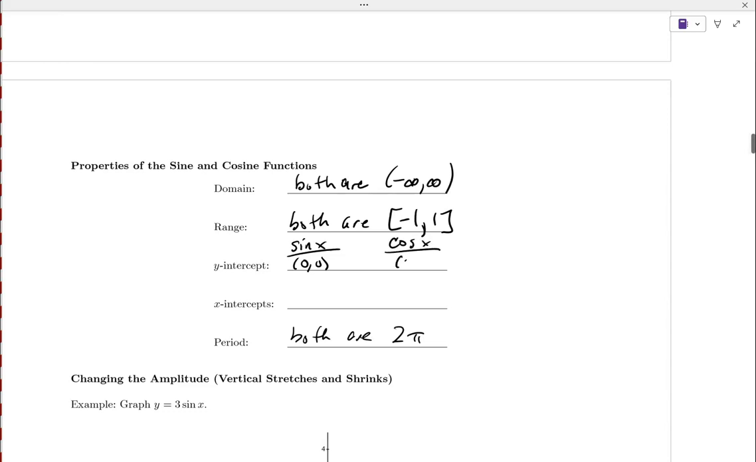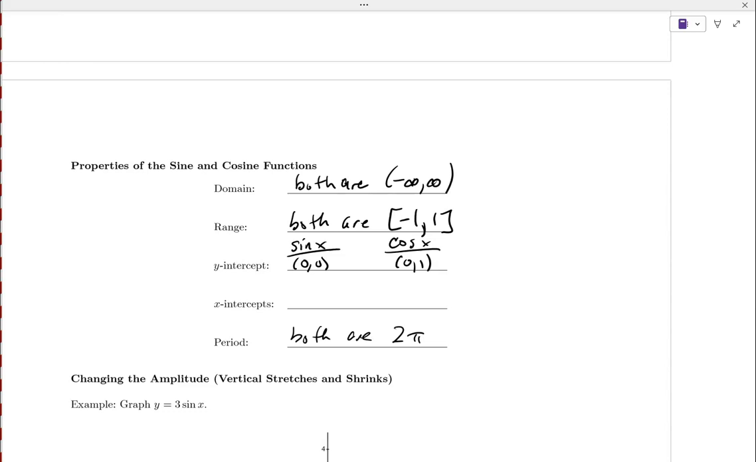At 1, yeah. So the y-intercept will be (0, 1). I know we got some interval notation stuff going on, but these are ordered pairs. It crosses the y-axis at the point (0, 1). Okay.